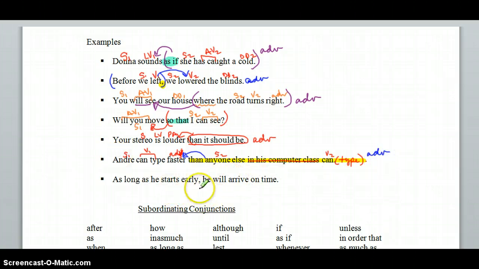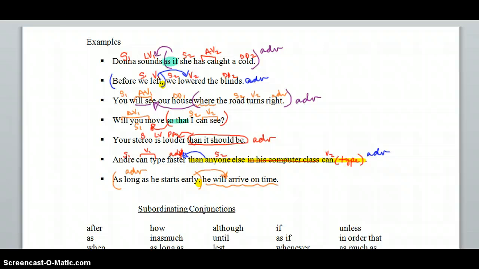As long as he starts early, he will arrive on time. There's my comma. He will arrive on time is an independent clause, which means as long as he starts early tells me when or why or how he will arrive, which clearly makes this clause an adverb.